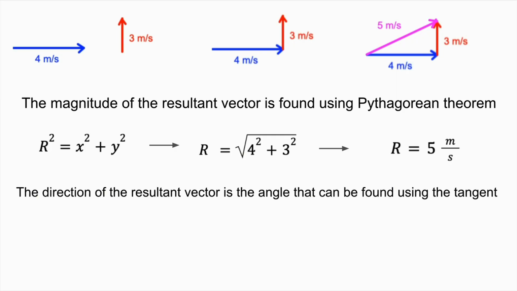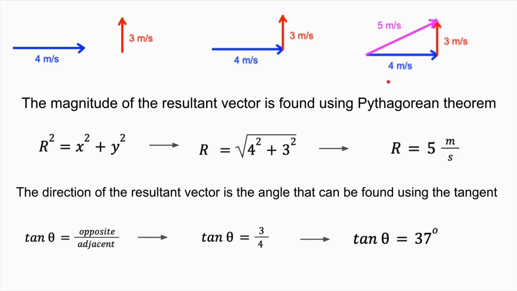If I want to find the direction, I can use trigonometry to do this. I remember SOHCAHTOA, and TOA means tangent. If this is my angle here, tangent is opposite over adjacent. So once I have that, I'll just put in my value. Tangent theta is equal to opposite over adjacent, 3 over 4. And if I take the inverse tangent, I'm going to get 37 degrees, which seems reasonable.